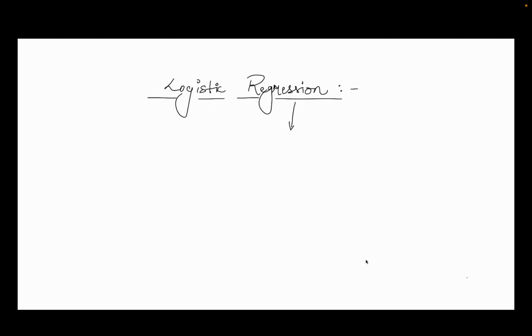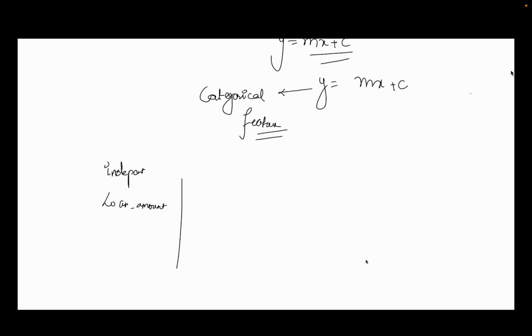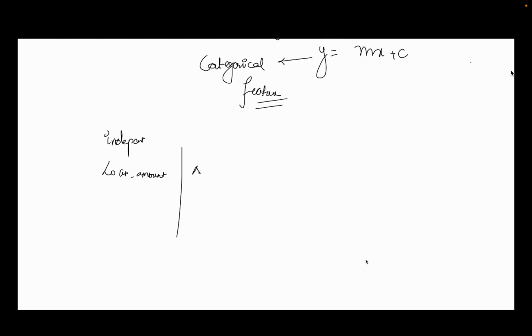Now, let's say this is your loan amount. This is your applicant income. This is your co-applicant income. And here you have the target, the loan status. Now you understand, whenever I use y equals mx plus c and we give numbers to the x, m or the c, you are going to get the answer as a numerical type of answer, right?